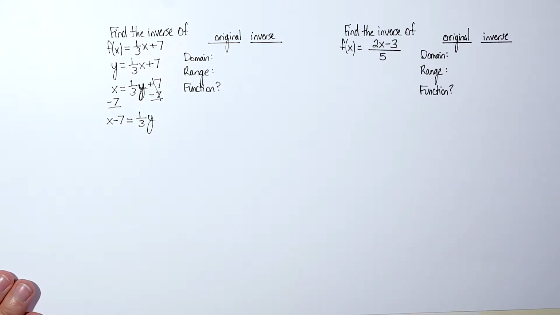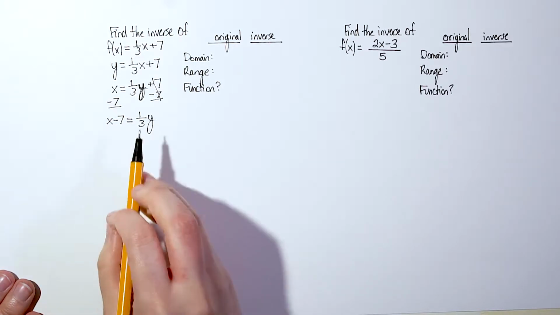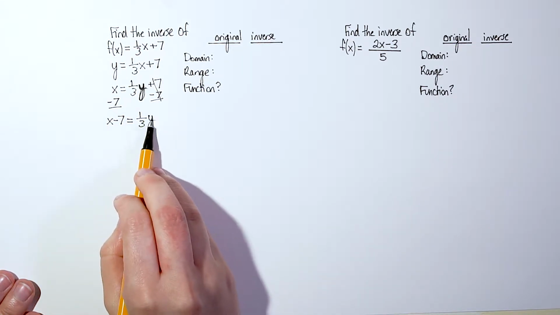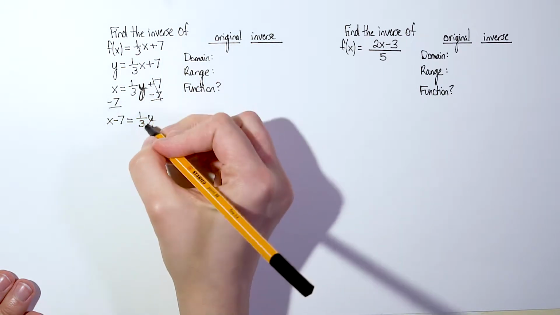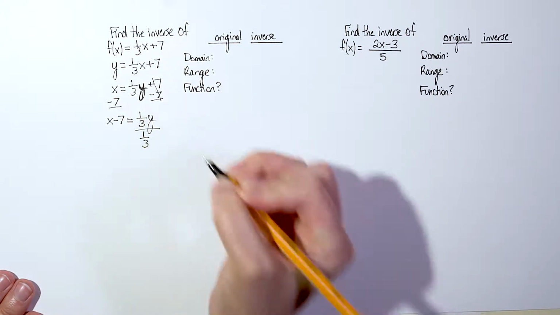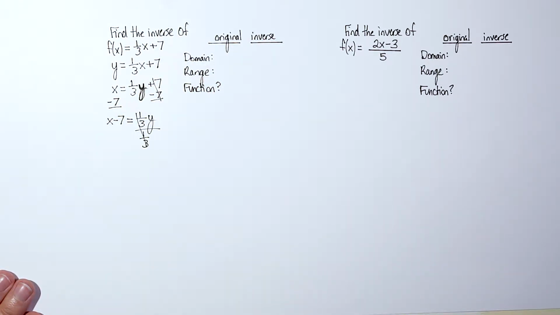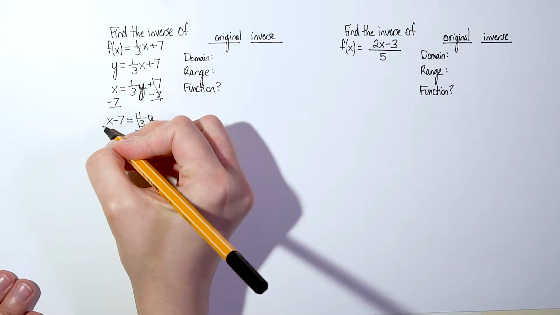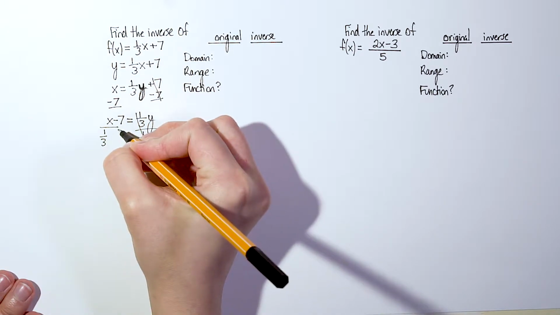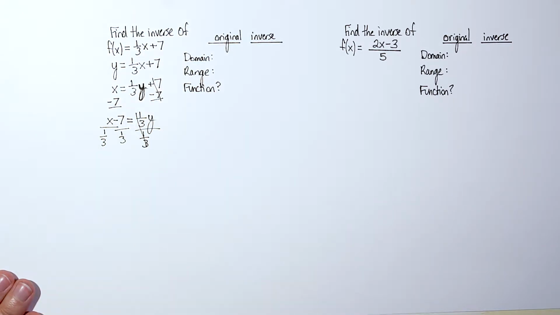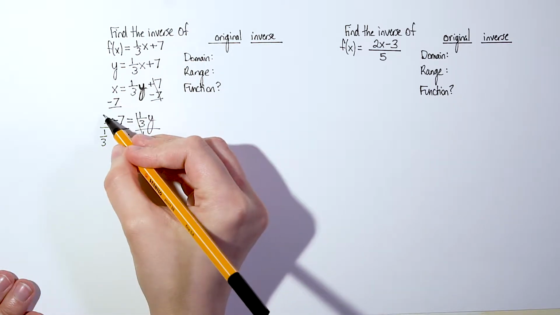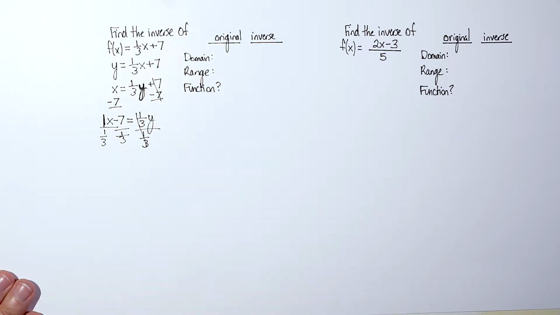Now, different people have different approaches to this, but I always like to think of it as this is 1/3 times y. How do I undo times? I divide by 1/3. And 1/3 divided by 1/3 is 1, right? It just cancels to 1. And if I'm going to divide by 1/3 on one side of the equation, I've got to do it on every part of the other side of the equation. 1/3. And 1, because remember there's an understood 1 right there. 1 divided by 1/3 is actually 3.